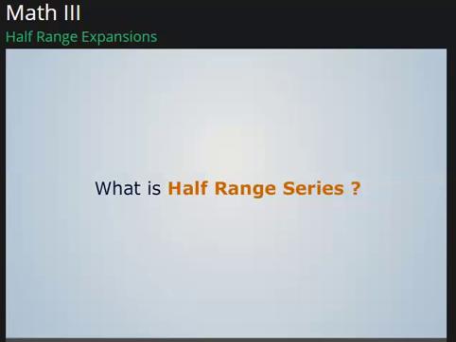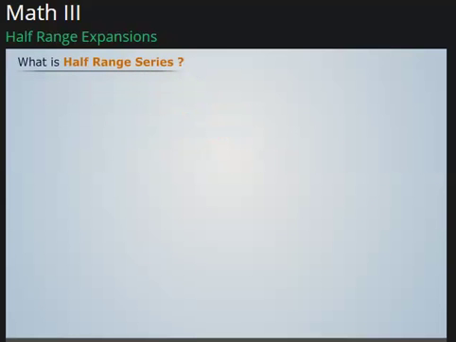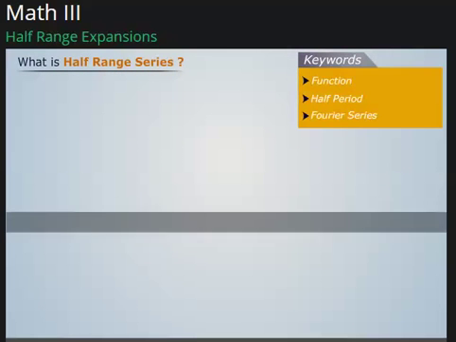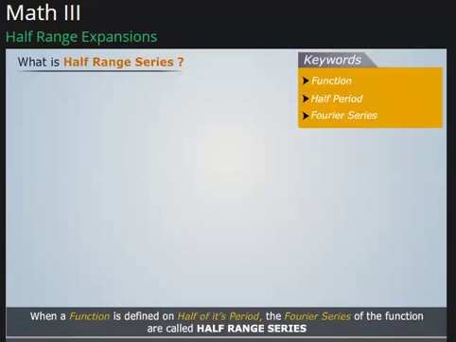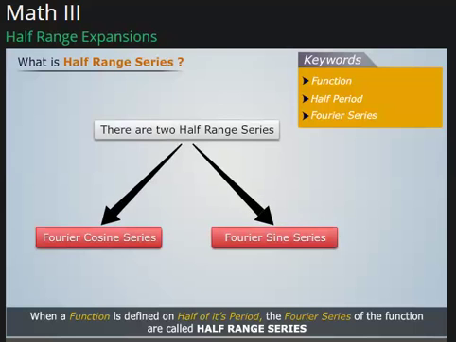What is half-range series? When a function is defined on half of its period, the Fourier series of the function are called half-range series. There are two half-range series.